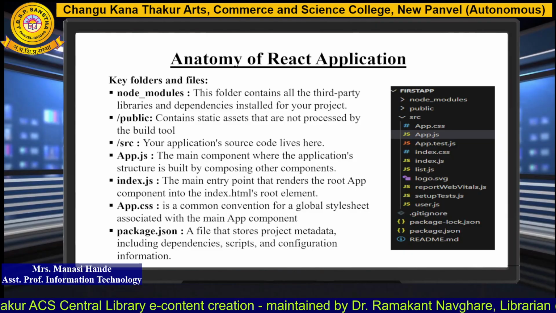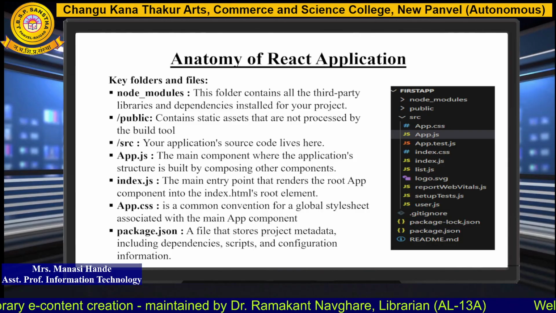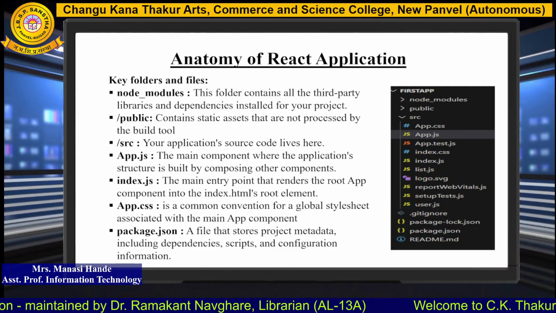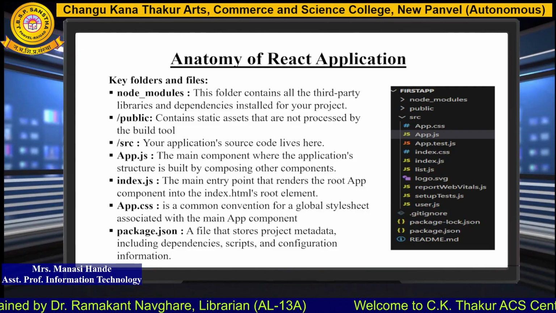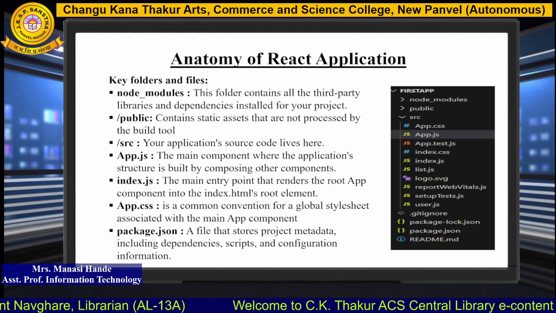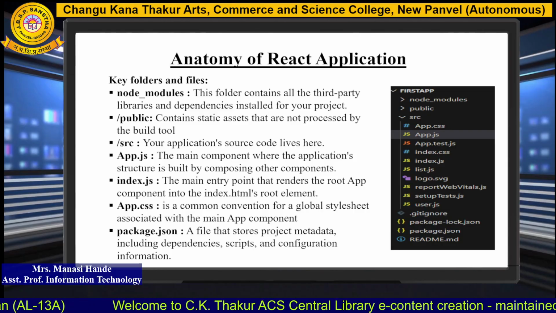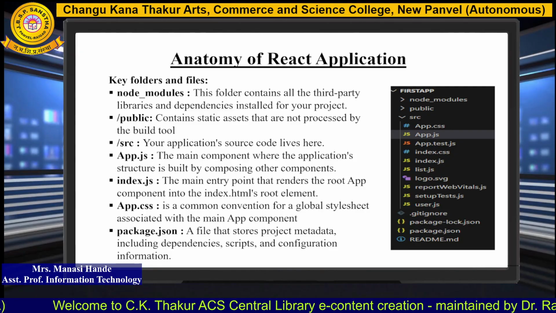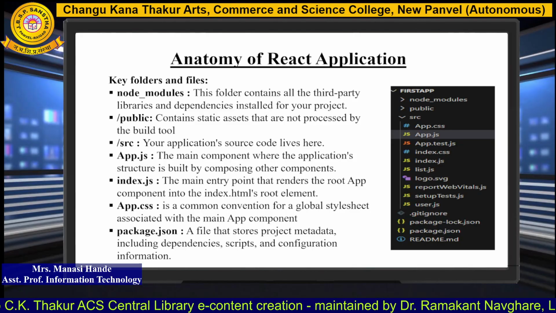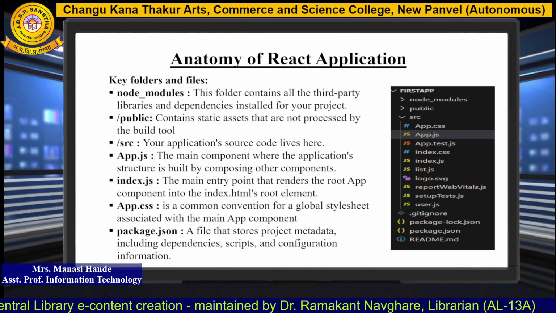Once you have created the project, what are the files that are created? Let us see some important key folders and files. So node_modules. This folder contains all the third-party libraries and dependencies installed for your project. The public folder contains the static assets that are not processed by the build tool. src is the important folder where your application's source code will be. App.js is the main component where the application structure is built by composing other components.